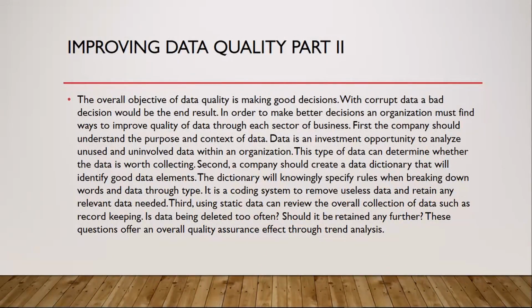Improving data quality part 2. The overall objective of data quality is making good decisions. With corrupt data, a bad decision would be the end result. In order to make better decisions, an organization must find ways to improve quality of data through each sector of business. First, the company should understand the purpose and context of data.